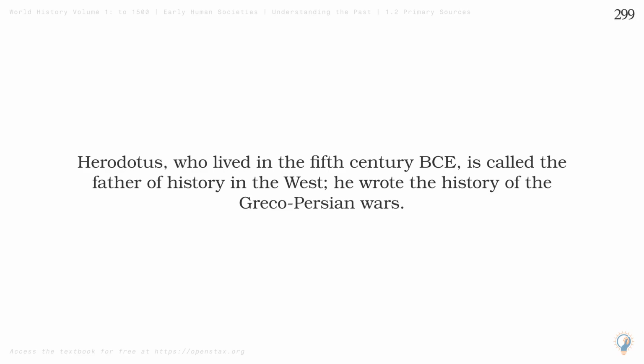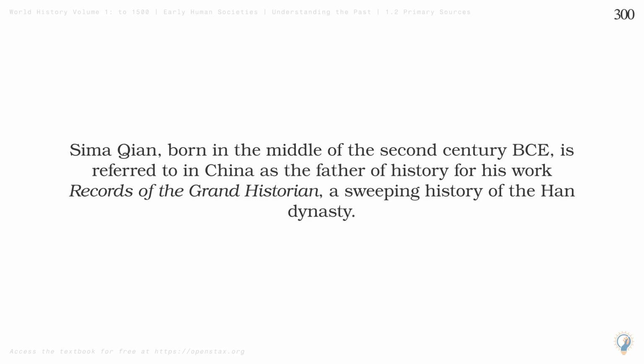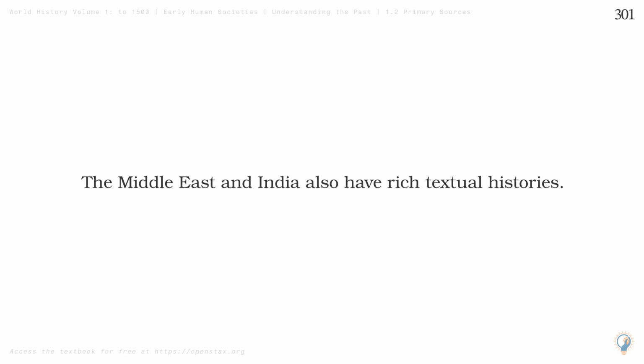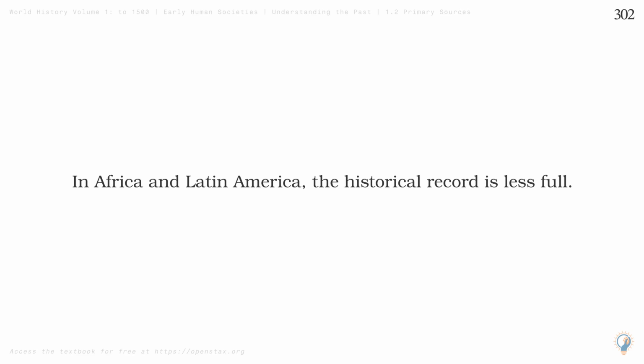Herodotus, who lived in the 5th century BCE, is called the father of history in the West. He wrote the history of the Greco-Persian Wars. Sima Qian, born in the middle of the 2nd century BCE, is referred to in China as the father of history for his work Records of the Grand Historian, a sweeping history of the Han Dynasty. The Middle East and India also have rich textual histories. In Africa and Latin America, the historical record is less full.